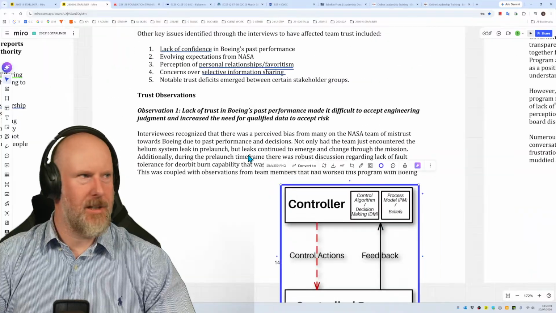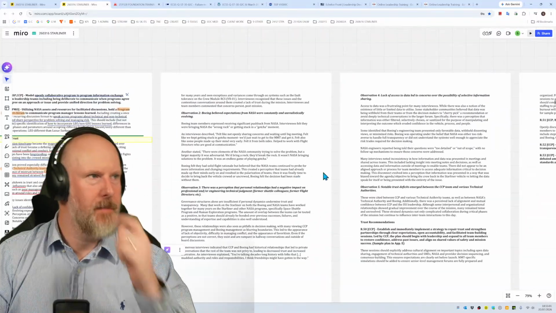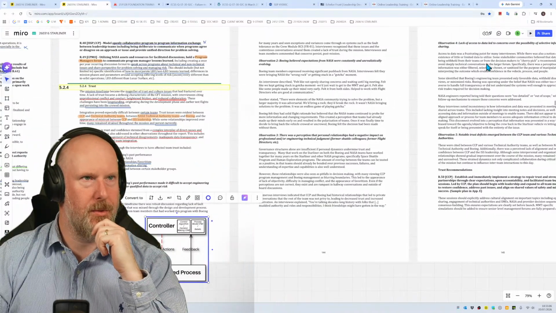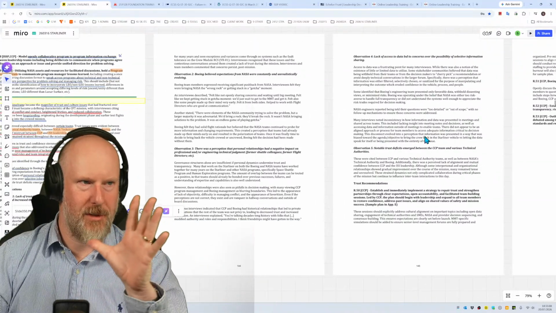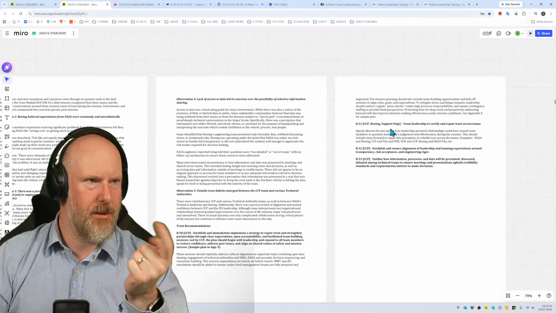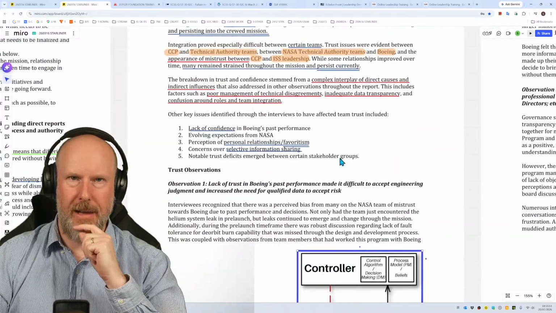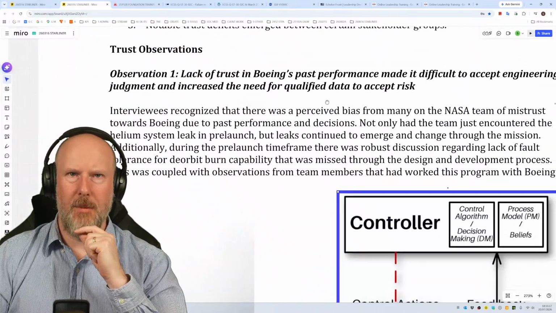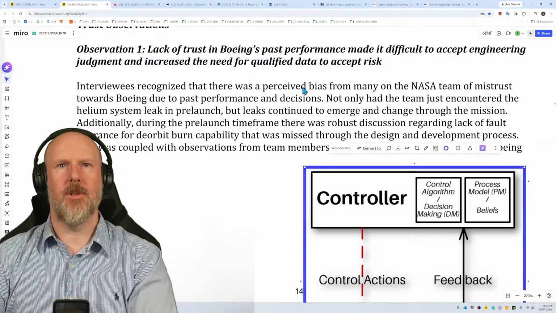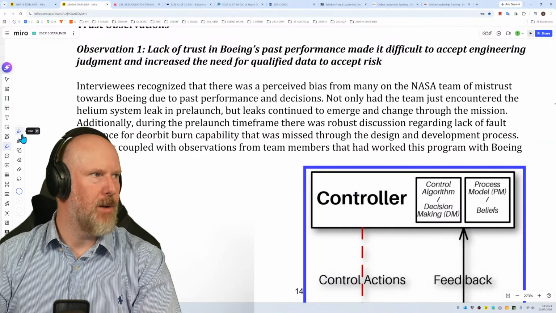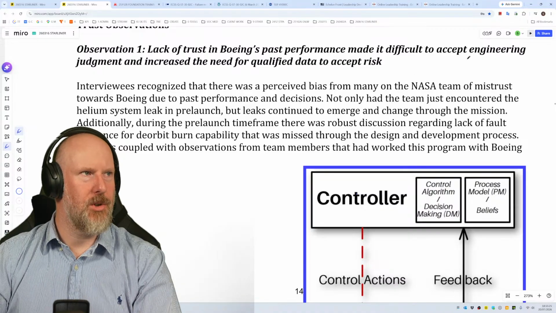Okay, right. So we're going to start talking about trust observations now. So there's 1, 2, 3, 4, 5 observations and 1, 2, 3, 4 recommendations. So we're going to go through those now. Right. Observation number 1, lack of trust in Boeing's past performance made it difficult to accept engineering judgment and increased the need for qualified data to accept risk.